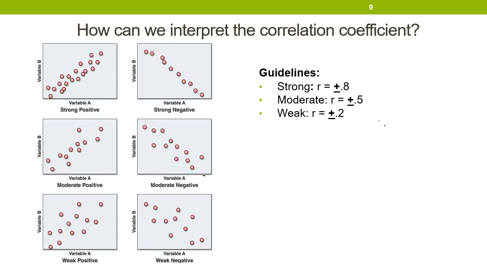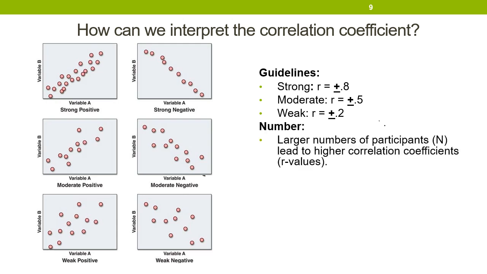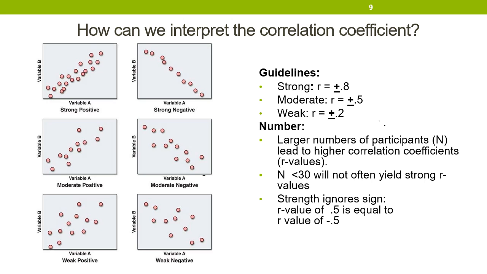Now, once again, these will all depend on the number of points in the distribution, and the more points there are, the higher the correlation score will tend to be. So let's just note that here, the more participants we have, the higher the correlation coefficients. And if we have a number less than 30, often we won't get very strong R values unless it's a really strong, true relationship. And the last thing, saying it one more time, the strength of the relationship does not depend on the sign. An R value of 0.5 is equal to an R value of negative 0.5.